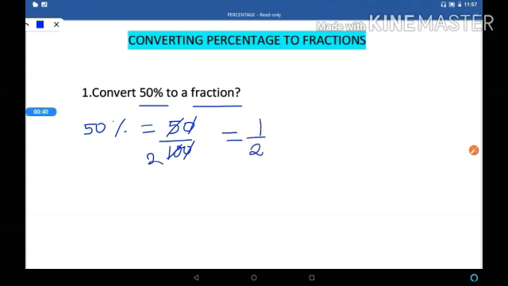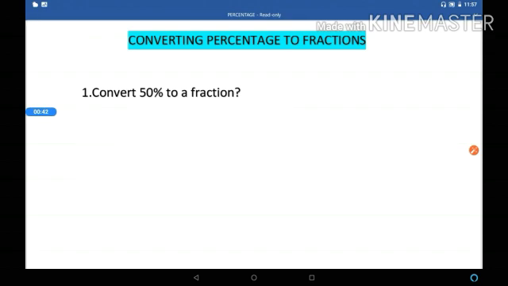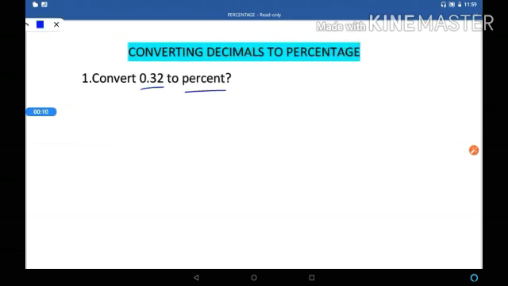Convert 0.32 to percentage. So first we need to convert 0.32 into fraction form. So 32 by 100. Now we will convert into percentage. Into percentage means into 100. Cancel 100 in 100 one time. 32 into 1 is 32. Followed by percentage symbol.